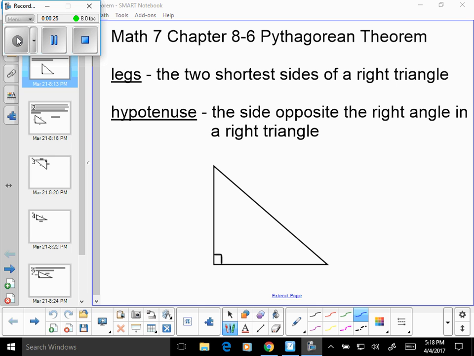Now, the legs of a right triangle, and this only works for right triangles, are the shortest two sides. The hypotenuse is the side that is always opposite the right angle, and it is always the longest side as well. Now, here's my right angle. That's the side that's opposite, so that is the hypotenuse. The sides that make up the right angle are the legs. So a right triangle has two legs and a hypotenuse.